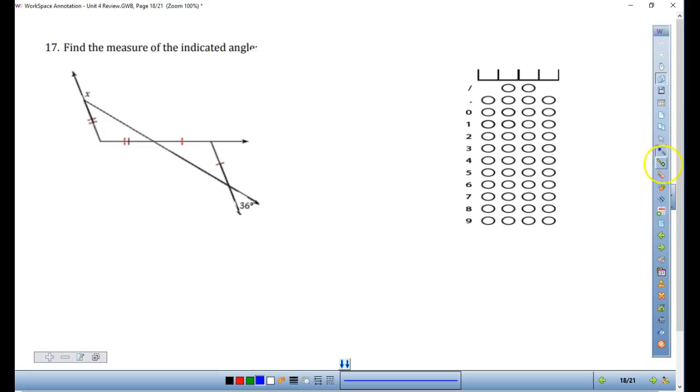Alright, so when it says find the measure for the indicated angle, it must be a variable, something missing. So we need to find x. Well, we're going to have to figure out what this thing next to x is for us to make a straight line. So we'll have to work our way over there.